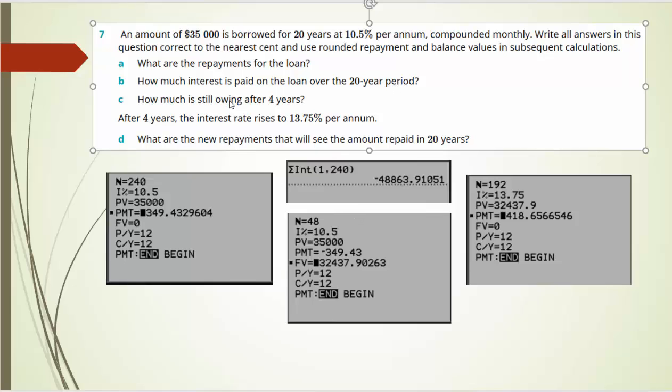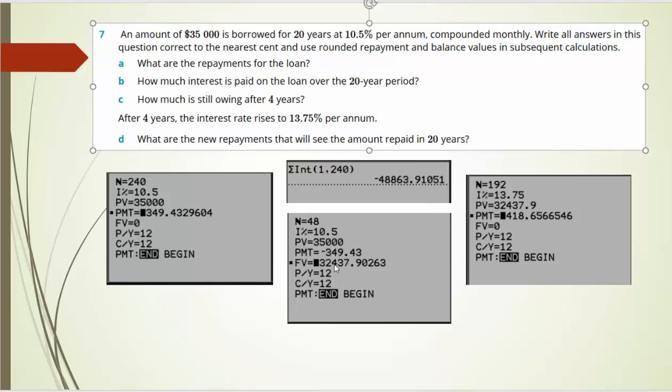So part C, how much is still owing after 4 years? This gets a bit more complicated. After 4 years, that's after 48 payments of $349.43, which you've got to change. You can't just leave that as a long decimal. Change it to minus $349.43. Calculate the future value, and that will give you $32,437.90. After 4 years, the interest rate then rises to 13.75%.